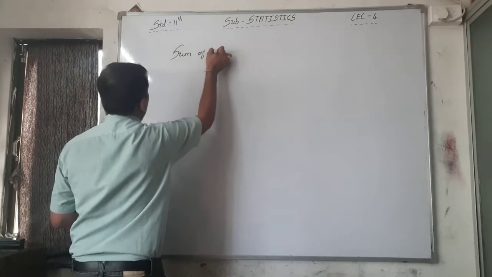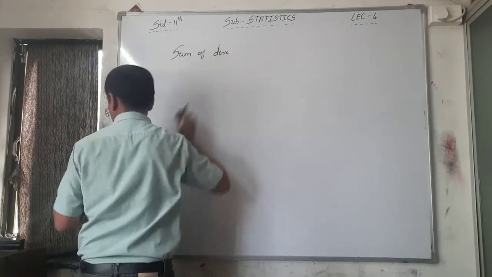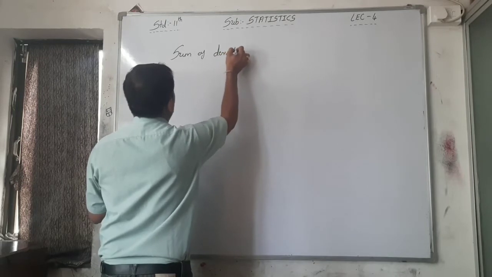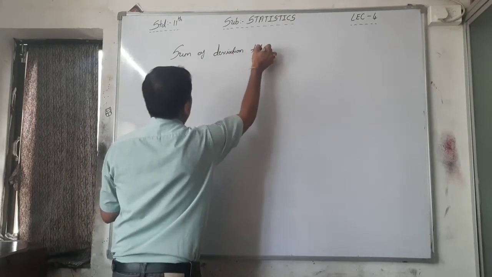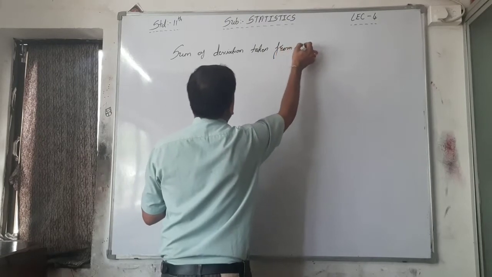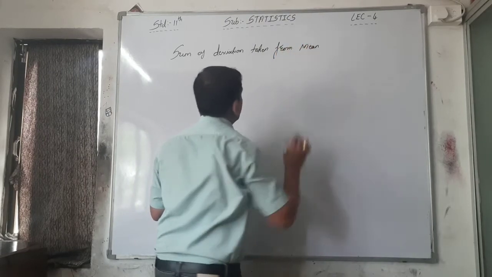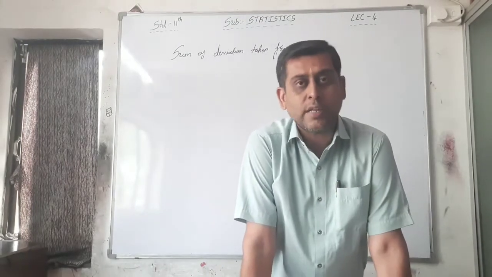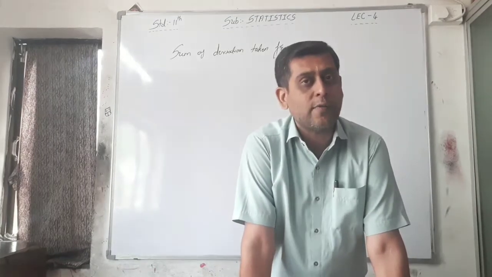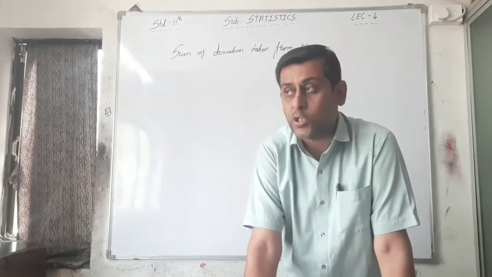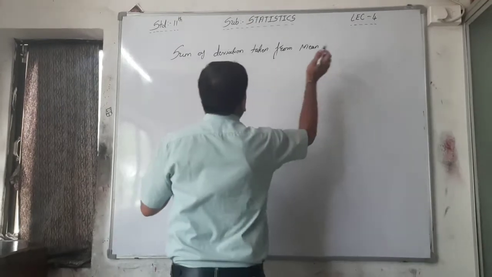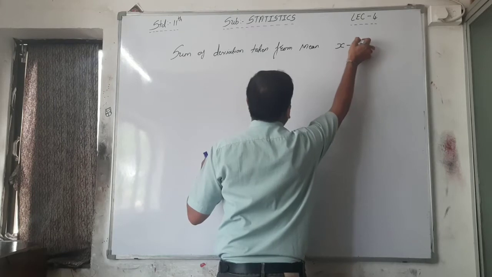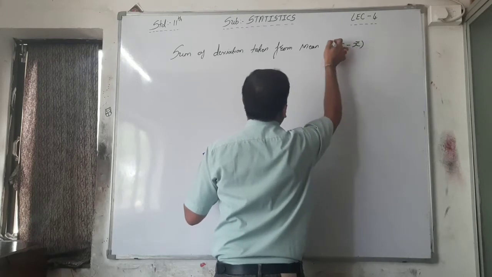Sum of deviation taken from mean. Sum of deviation of all observations from mean, that is sum of observation deviation taken from mean, is always zero. How do we solve that? Here the deviation is x minus x bar and then sigma.